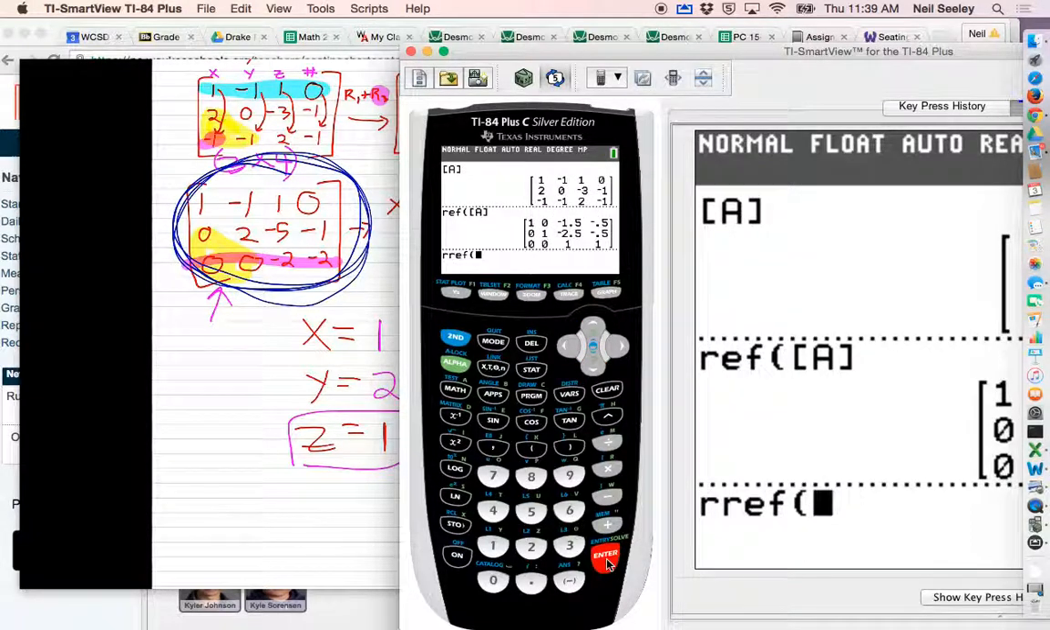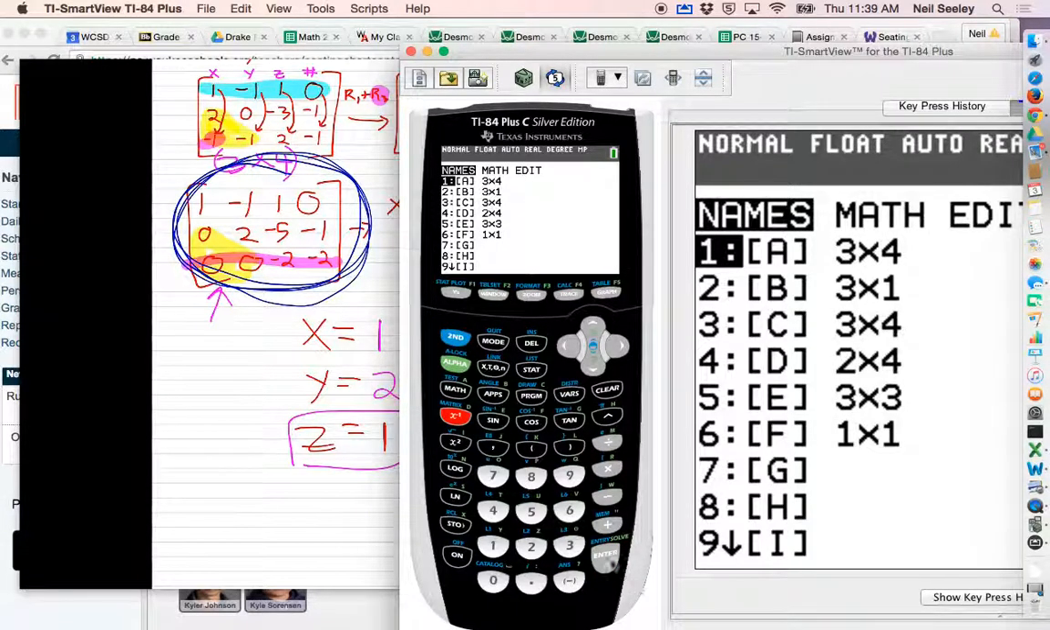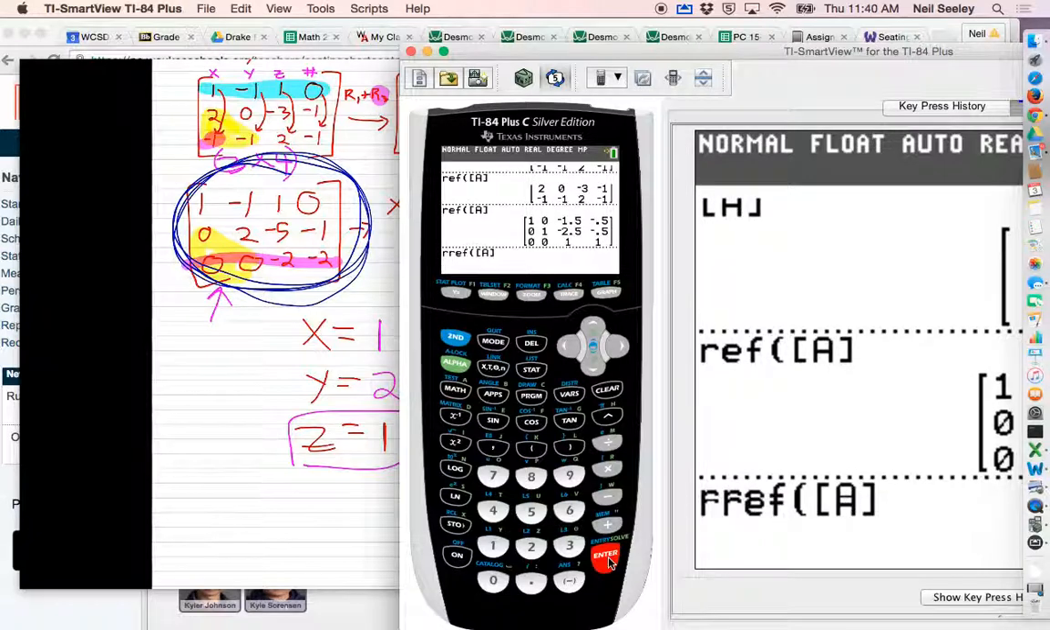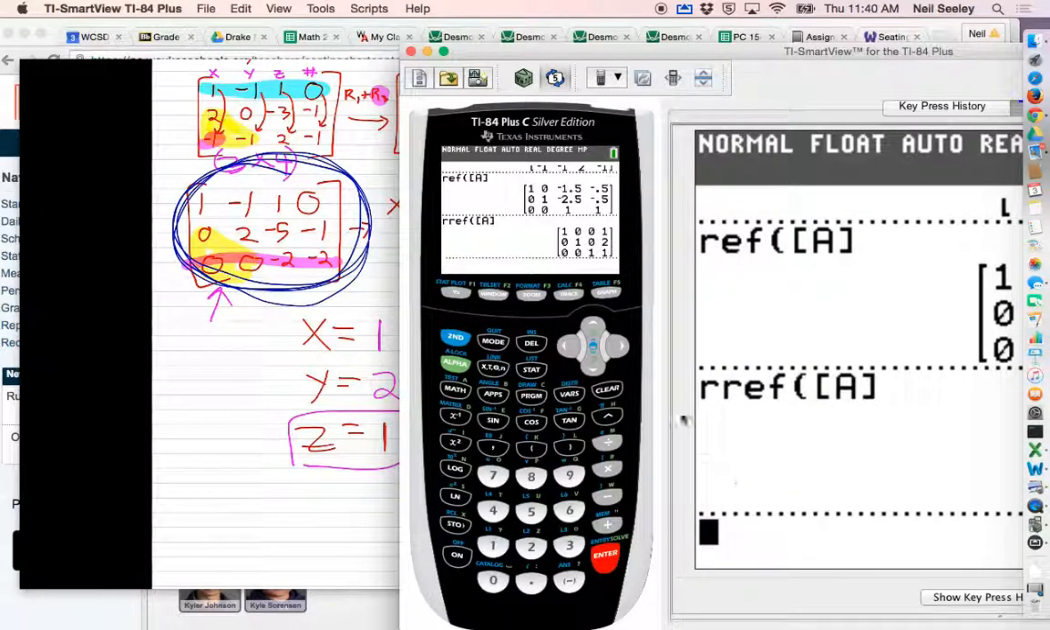Here it goes. Ref matrix A. This is going to blow your mind. Wait till you see this. Hit enter. What does that mean?